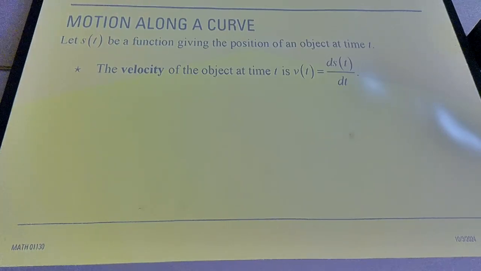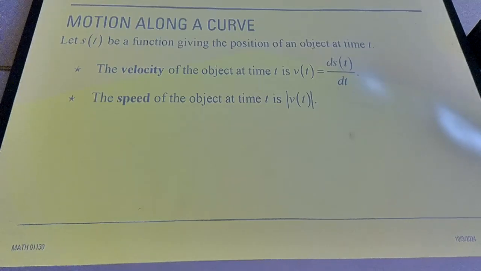Speed is absolute value. Speed and velocity are not the same thing, just like distance and displacement are not the same thing.